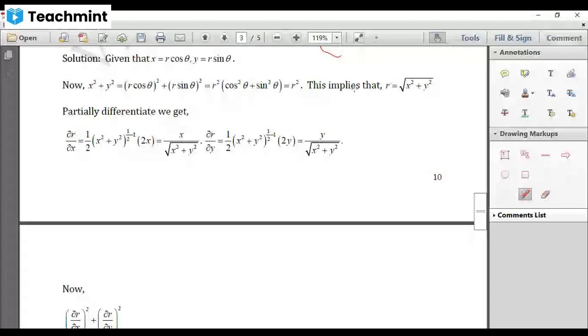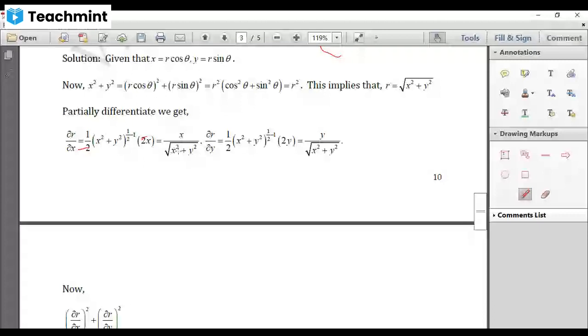Now forget the square root. Differentiation of x square plus y square is, derivative of x square is 2x. Derivative of y square is 0. So simply 2x is there. 2 gets cancelled. X square plus y square to the power of half minus 1 is minus half. If you send that one to denominator, 1 by x square plus y square to the power of half, which is square root of this. So you will get x by square root of x square plus y square. That is your dou r by dou x.